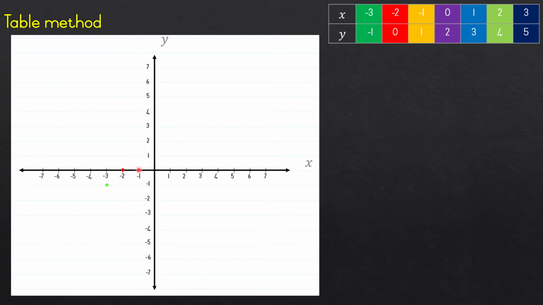The next point, x is negative 1, y is 1. Next one, x is 0. So on the y-axis, doesn't matter where, x will always be 0. So where x is 0, for this graph, y is 2. Our next one, x is 1, y is 3. X is 2, y is 5, x is 3, y is 5.